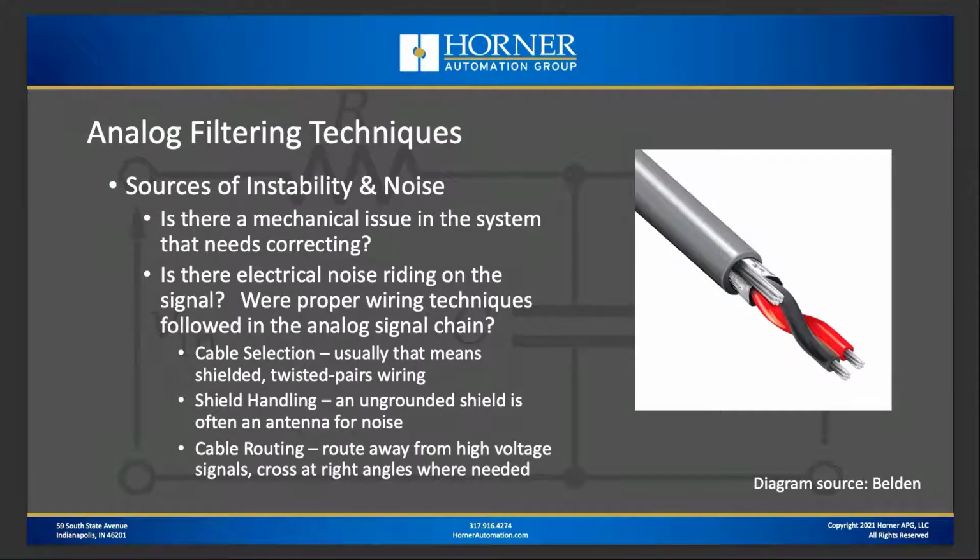Also, let's not forget cable routing. We want to route our signal cables away from our high voltage cables, and we certainly don't want them running side by side in a cable tray if we can help it at all. And when they do intersect, we want those to intersect at a right angle. So again, these are all the types of basic cable and electrical wiring techniques that we need to pay attention to before we start worrying about any kind of filtering techniques.